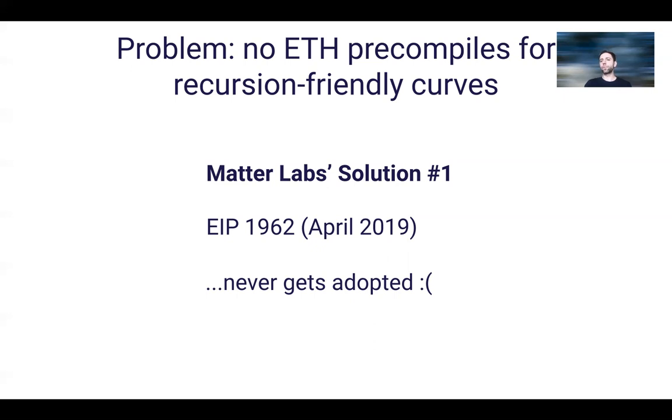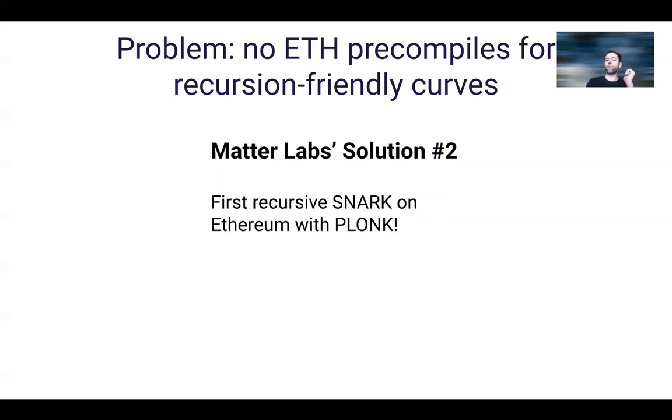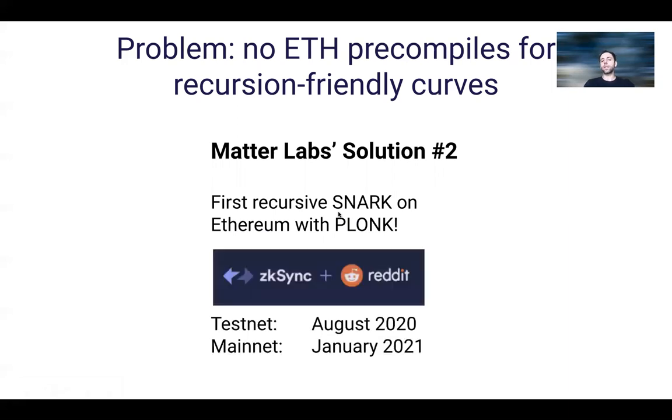And last year, the Aztec team came up with a number of interesting ideas on how you can structure elliptic curve arithmetic in a Plonk circuit in a more efficient way. We looked at that and thought this is a perfect candidate for us. So we went ahead and implemented the first recursive SNARK on Ethereum using Plonk. We submitted it last August for the Reddit scaling challenge. And we implemented it in production and launched it in January this year for our ZK Sync rollup for payments, which made this rollup indefinitely scalable.